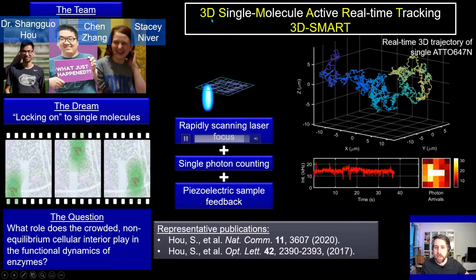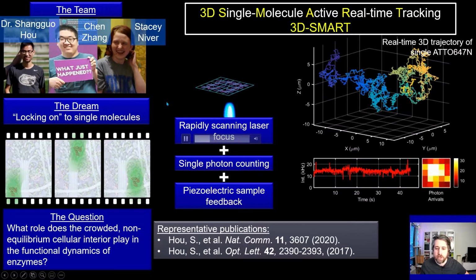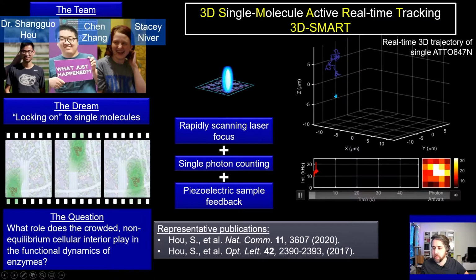And to get at that, we've developed the 3D single molecule active real-time tracking microscope, which we've cleverly named 3D Smart. The 3D Smart uses a rapidly scanning laser focus, which you're seeing in this animation here. And when this laser spot overlaps with a molecule, we get photons. And those photons are read out by a single photon counting detector. And then we actually move the whole sample to lock onto the molecule. And we get trajectories like the one you're seeing here on the right. This is actually a single fluorophore diffusing in solution. So this is the kind of the basis for the experiments that we're doing in the single molecule realm.